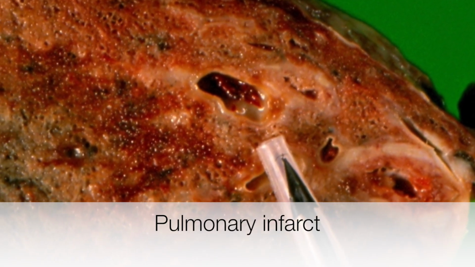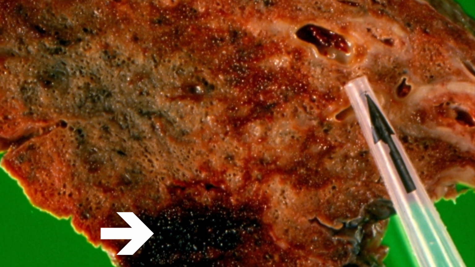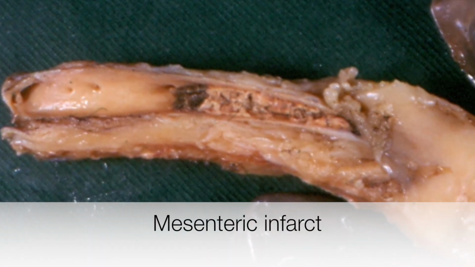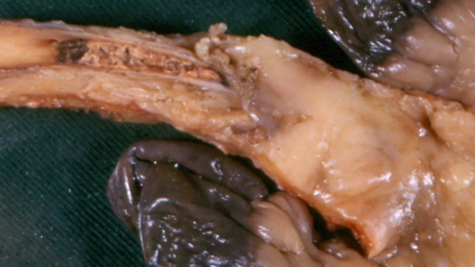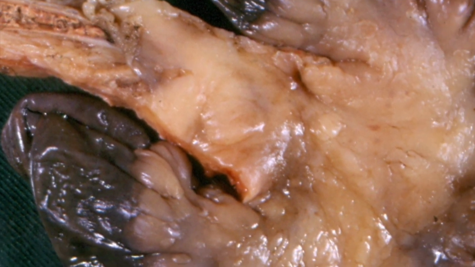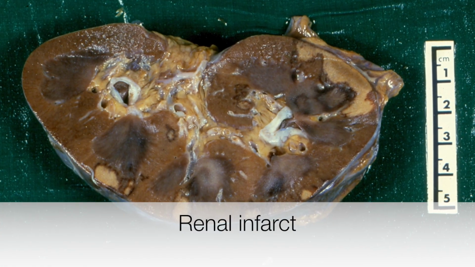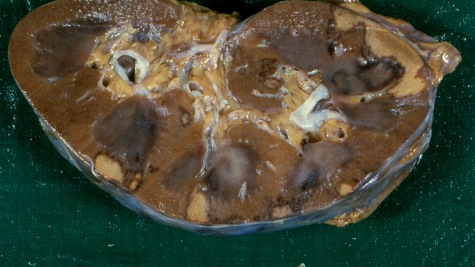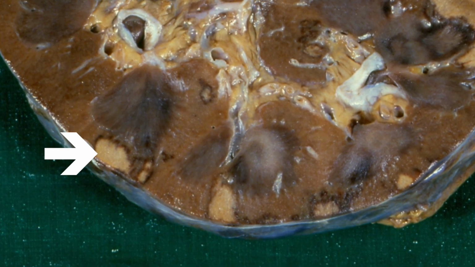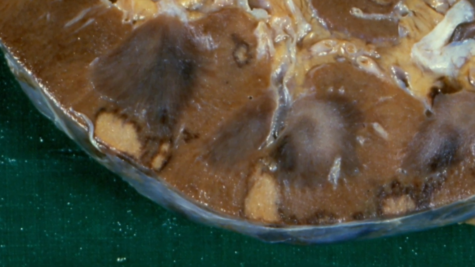Here is an example of a pulmonary infarct caused by a pulmonary embolus that the arrow is pointing to, and this has caused an infarct that is the red area at the bottom of the picture. Here is a mesenteric artery that is occluded by thrombus, and this has caused a mesenteric infarct of the small bowel. Here are some renal infarcts, and these are the pale areas in the cortex of the kidney just beneath the capsule.